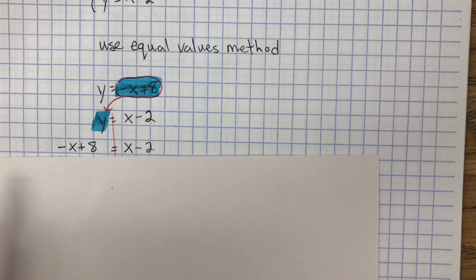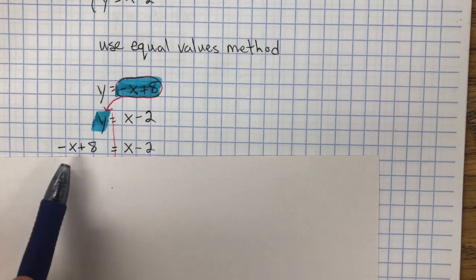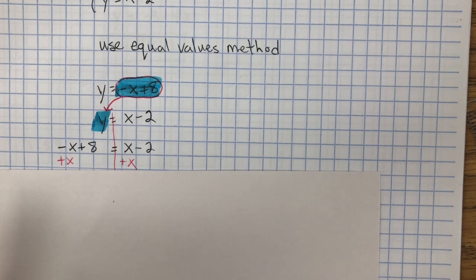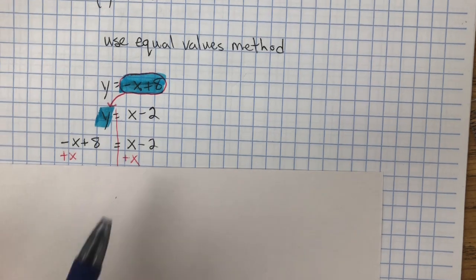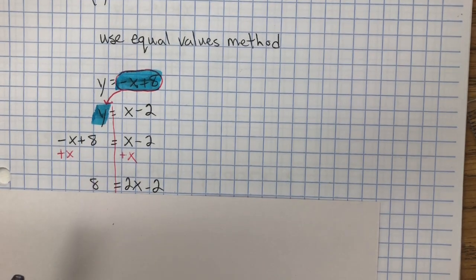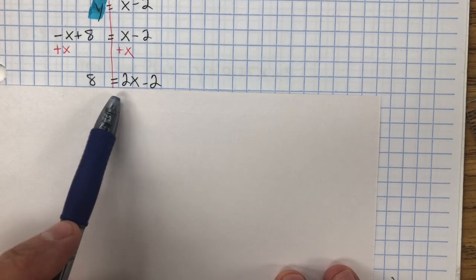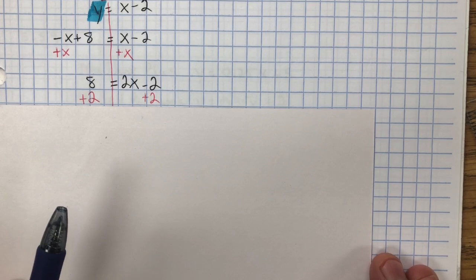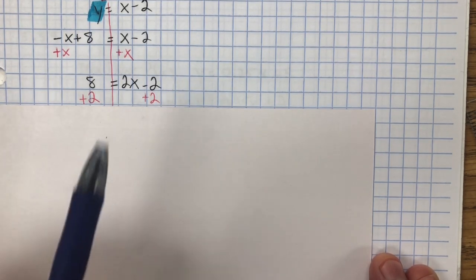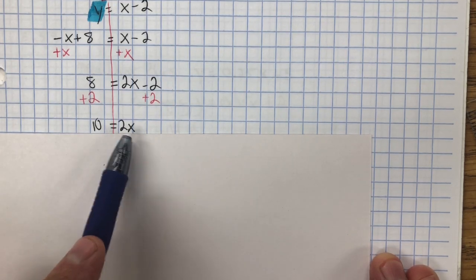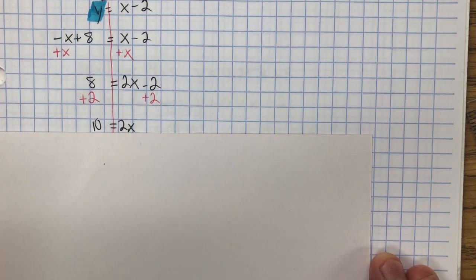Now we solve this equation for x. Inverse property of subtraction, which is addition. We add x to both sides. This is a zero pair. X plus x equals 2x. Inverse property of subtraction is addition, so we add 2 to both sides of the equation. Creates a zero pair. 8 plus 2 is 10. So 10 equals 2x.